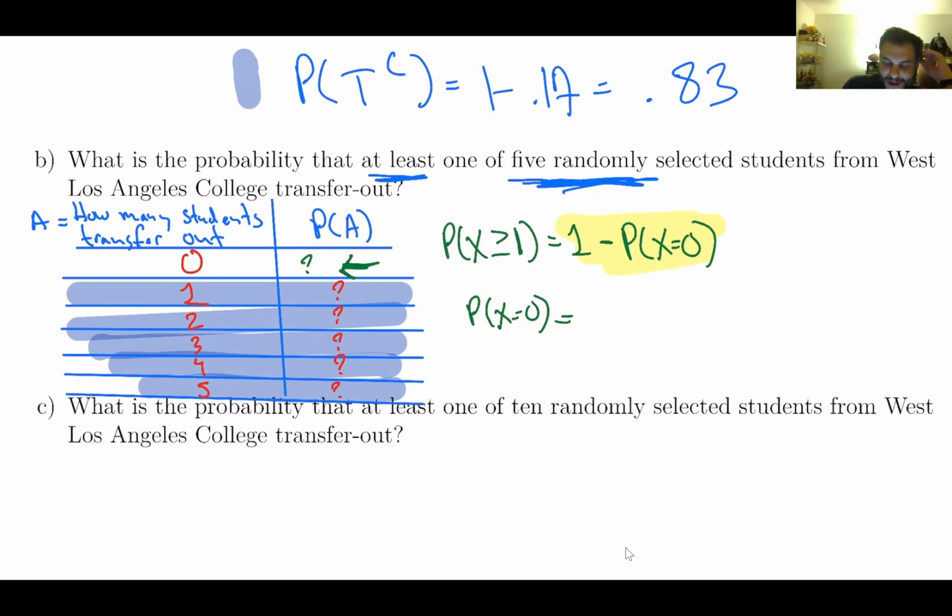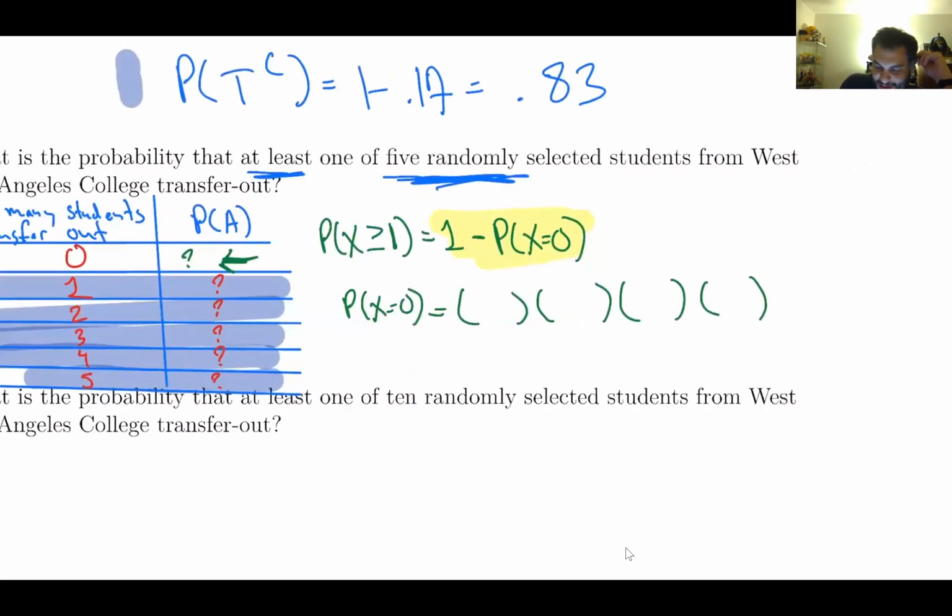So for this one, we have 5 students, and we want all 5 of these students to not transfer out. So we want the first student I randomly select not to transfer out. I want the second student that I select not to transfer out. I want the third student that I select not to transfer out, all the way to the last student to not transfer out. So what is the probability that this first student doesn't transfer out?